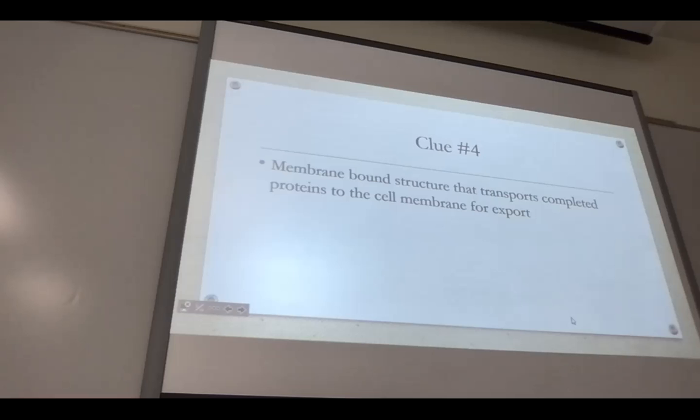So the complex is the vesicle? No, the complex is the apparatus, sorry, yeah. Golgi complex, Golgi apparatus, that's the whole organelle. The vesicle is the little one that buds off from there. That's right. Yeah.